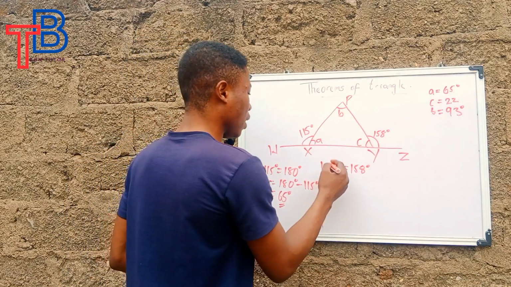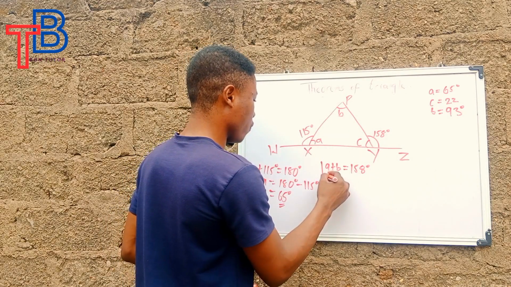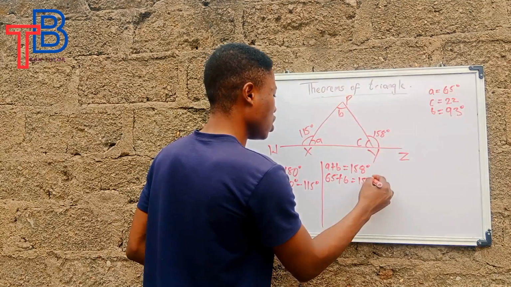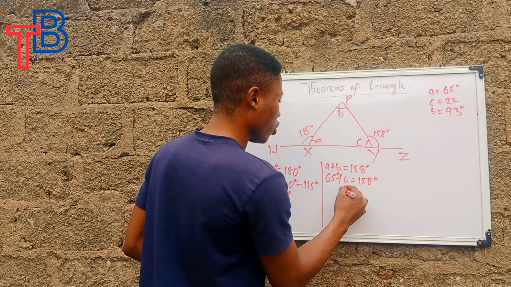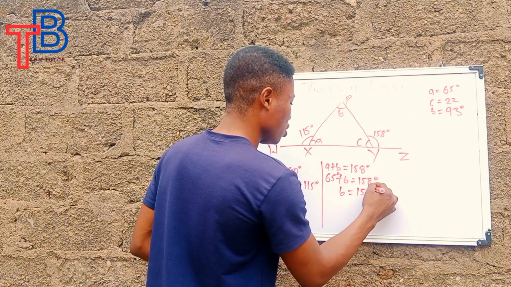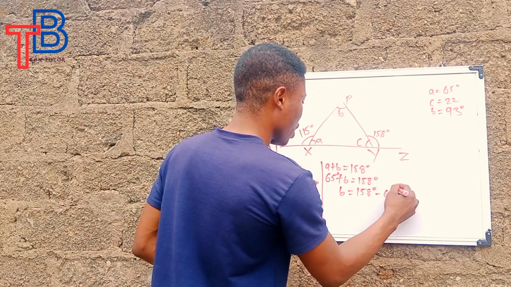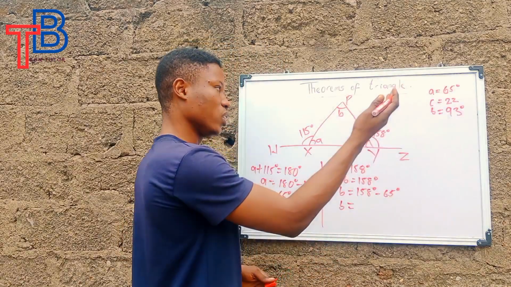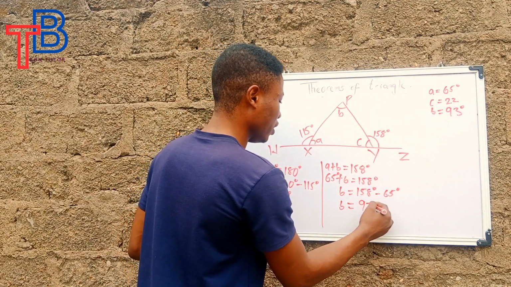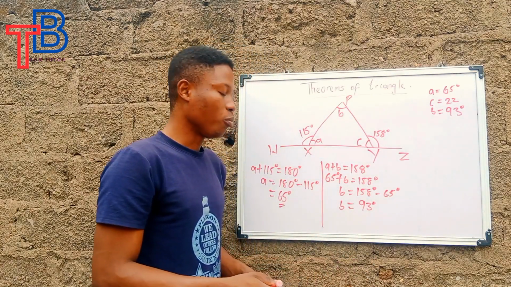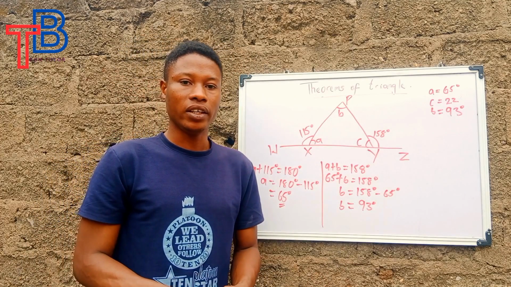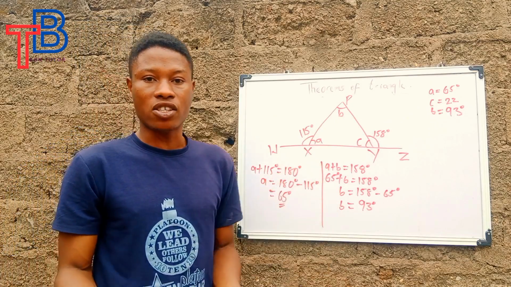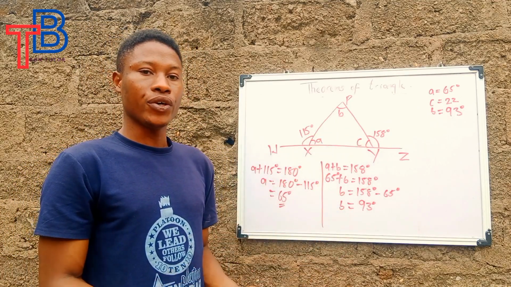And recall that our A is 65. We just say 65 plus B equals 158 degree, and therefore your B equals 158 degree minus 65 degree. Therefore your B is equal to what? Yes, 93 degree. Your B is equal to 93 degree. And since you have your B now, you can also use that theorem again to find your C.